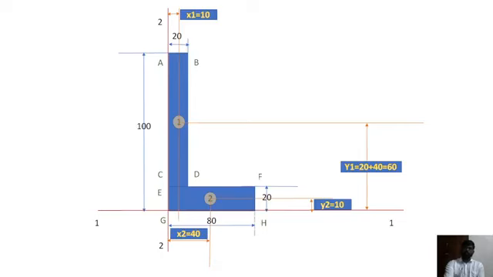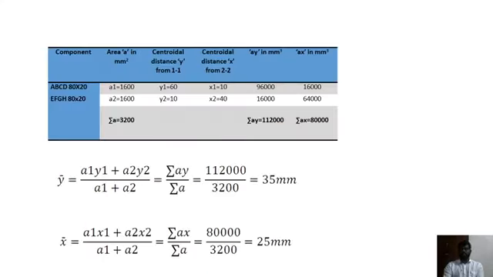Now we see the calculation. The components here are two components, ABCD and EFGH. The area of rectangle 1 is equal to 80 into 20, that is 1600 mm square. The area of the second rectangle EFGH is equal to 80 into 20 mm, A2 is equal to 1600 mm square. The y values and x values are already explained. Y1 is equal to 60, y2 is equal to 10, x1 is equal to 10, x2 is equal to 40.